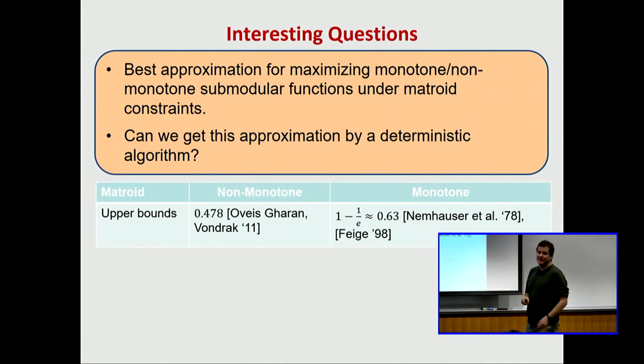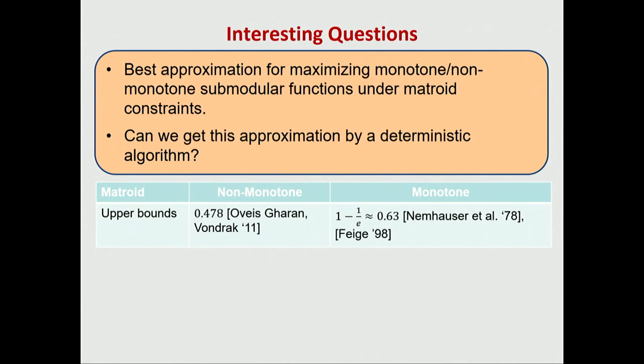So what are the answers that are currently known and what will I tell you? So these are the upper bounds. These are the best things that you can get. These are information theoretic with the value oracle. So you cannot get better than this if you only access the oracle in polynomial time. So for monotone, you cannot get better than 1 minus 1 over e, which is 63%. For non-monotone, the best bound currently is 47.8%.